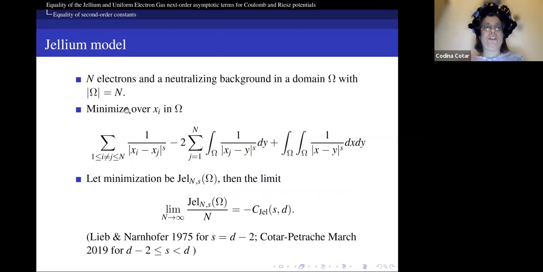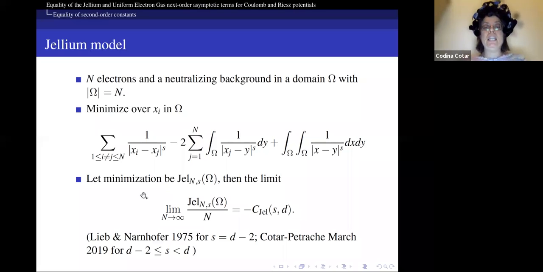There are two other models to talk about, the Jellium model. So you have n electrons and a neutralizing background in the domain omega, which has size n. I'm going to minimize over the xi in omega, so I have another minimization problem. If we think of the minimization problem for Jellium, I'm going to call it Jel n s omega. Then you can try to find again the limit of this minimization problem.